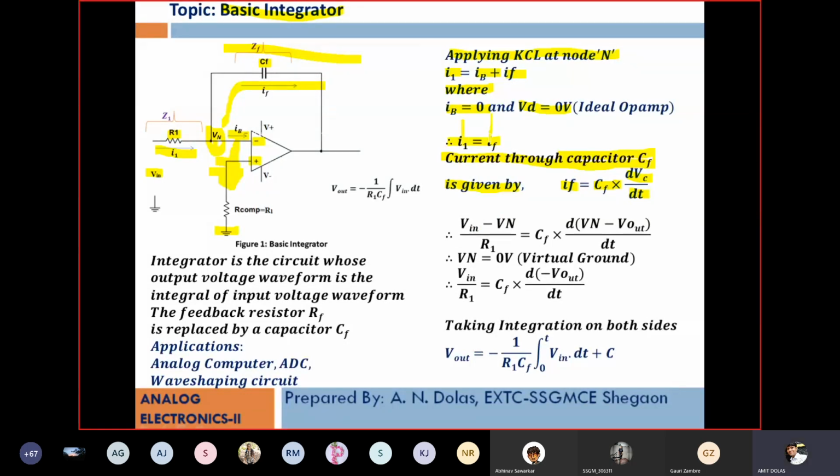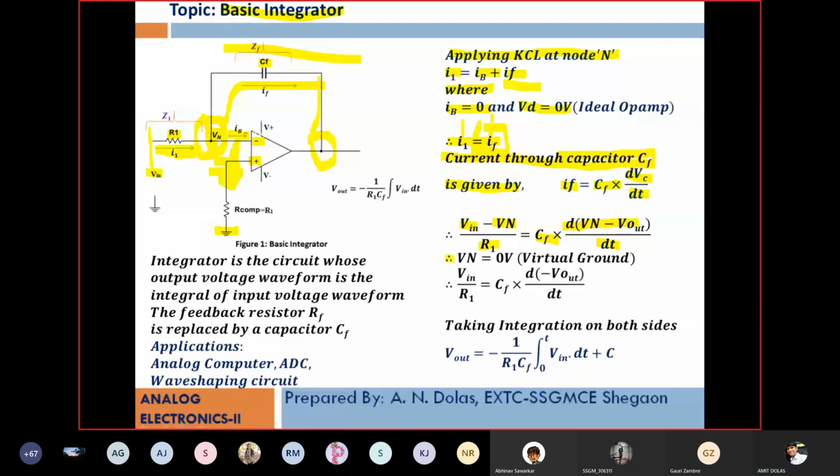Putting the values here, how to write I1? The voltage here is Vin, and the voltage here is Vn, which is 0. So I will write (Vin minus Vn) divided by R1 is nothing but I1. Now the formula for IF: IF is equal to CF into d(Vn minus Vout) by dt, because although this voltage is 0, I will consider it in the formula first. Vn is at one terminal of the capacitor and the other terminal voltage is Vout.